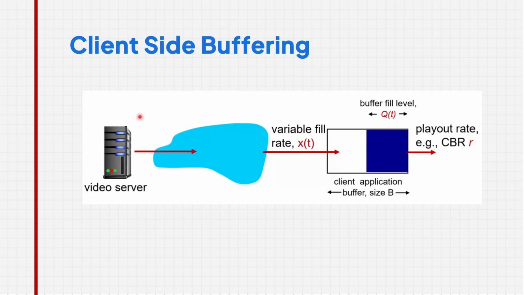Now, given this client-side buffering, we have 3 scenarios. First one, if the variable fill rate is exactly the same as the playout rate, then good, a good problem to have. Okay? Constant fill. What if this is less than the playout rate?